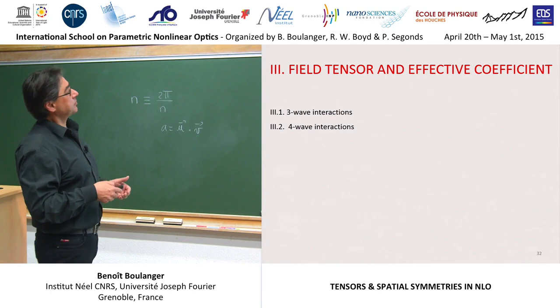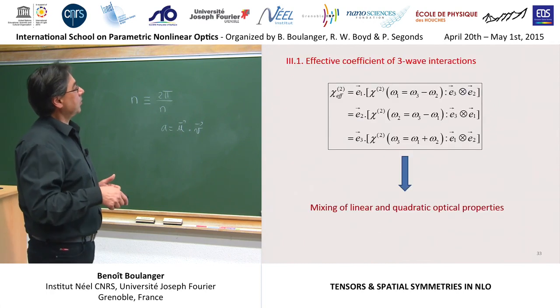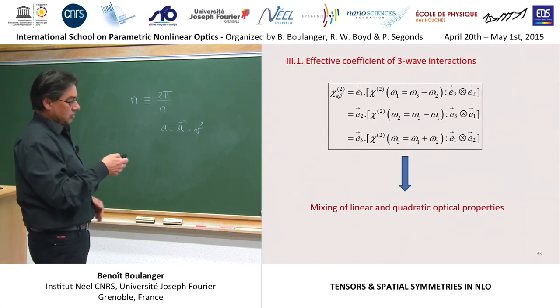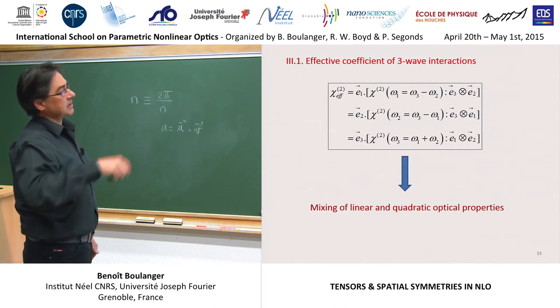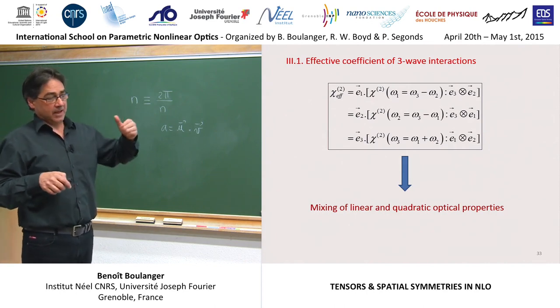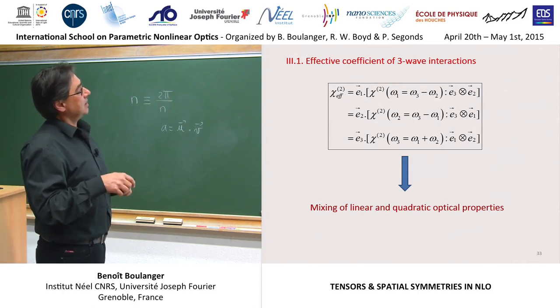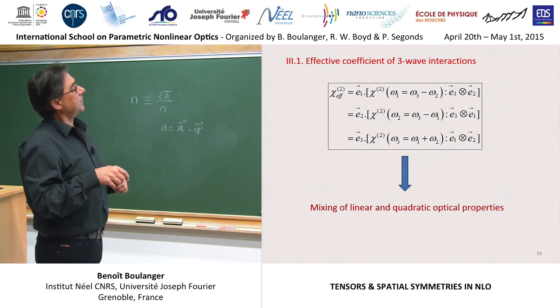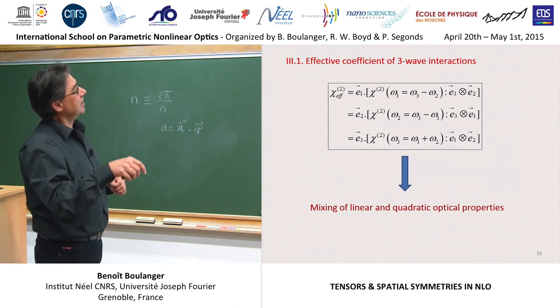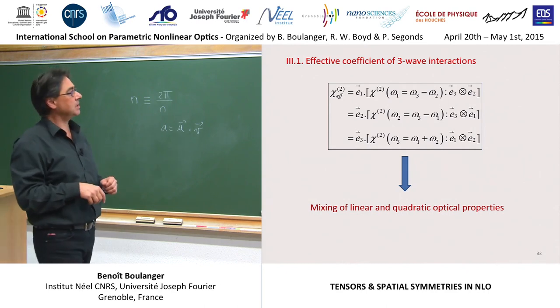Okay, so third part, field tensor and effective coefficient. Let's begin with three-wave interactions. So you remember, I told you that a very important parameter that appeared in the coupled wave equations was the effective coefficient, given by the scalar product of the unit vector of the radiated electric field by this piece, chi2, contracted with A3, A2, and so on, according to ABDP symmetry.